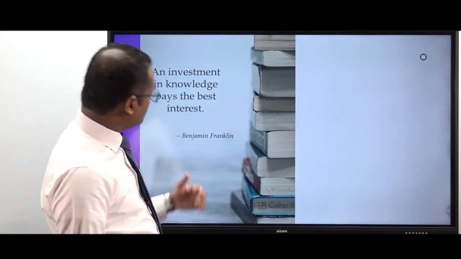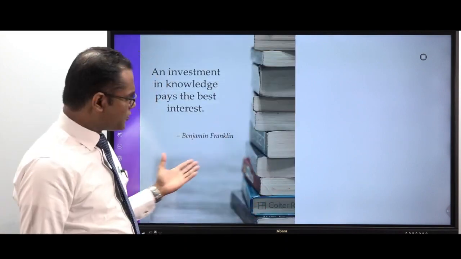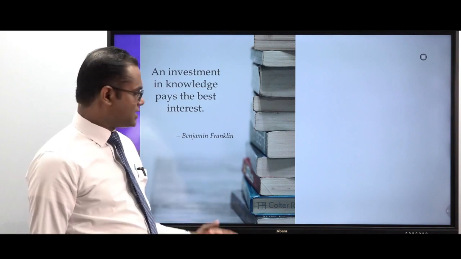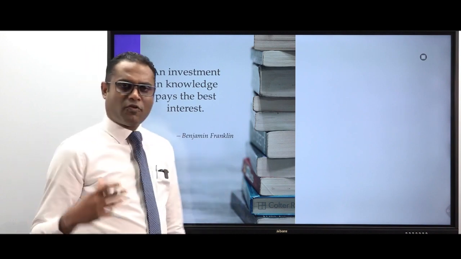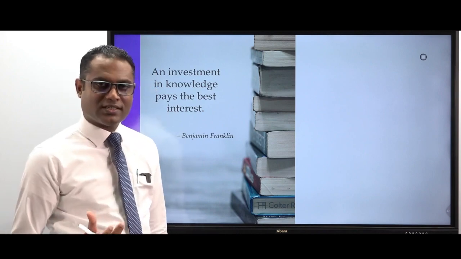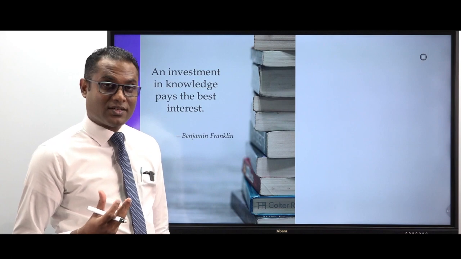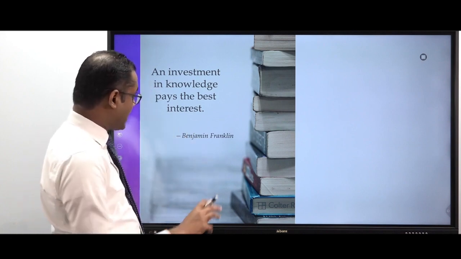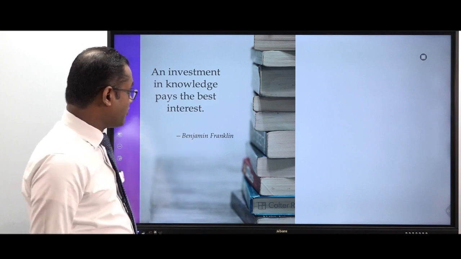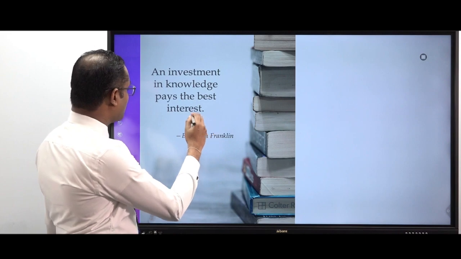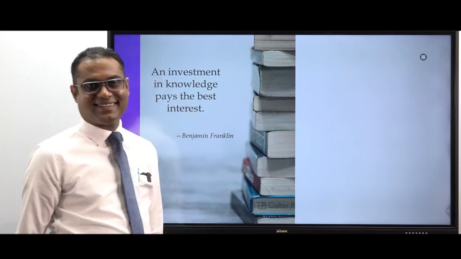So I just wanted to give a couple of thoughts before finishing this introduction session. That is, what is the best investment that you can make at this moment? You are a student. What is the best investment? As per the famous American writer and scientist Benjamin Franklin, investment in knowledge pays the best interest.